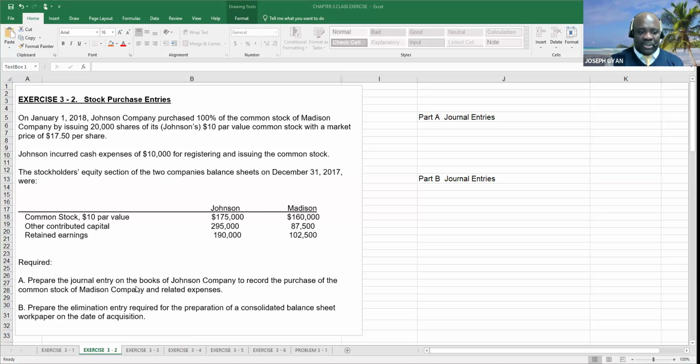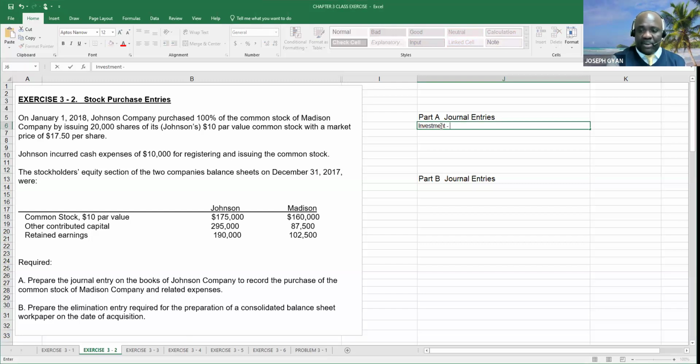So this is where the companies stand before the acquisition. They want you to prepare the journal entry on the books of Johnson Company to record the purchase of the common stock of Madison Company and related items. So it's not elimination. You are not eliminating here. You are recording the purchase. They are making the investment, our investment in S company, let's put Madison Company because we know the name.